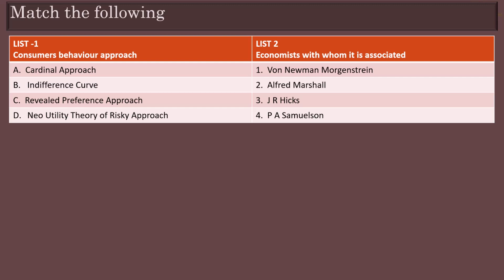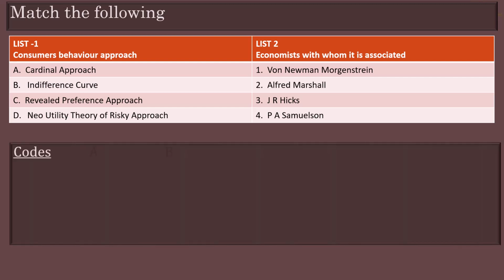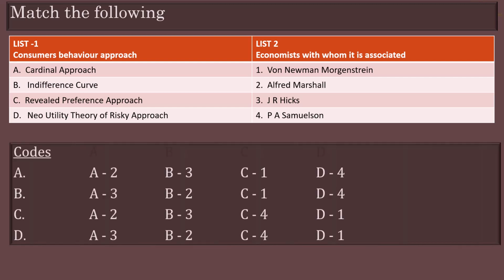Now we shall try to match these 2 lists. We shall go one by one. A. Cardinal approach. It shall be associated with Alfred Marshall. Then A2. Look for this match where it appears in the given options A and C. In these 2 options, this finds a place. So, any one of these 2 must be the answer. We shall straight away reject B and D.